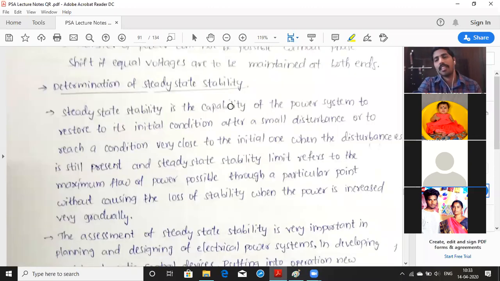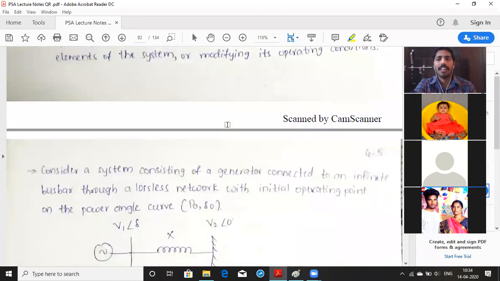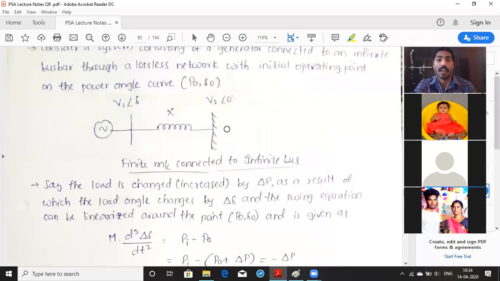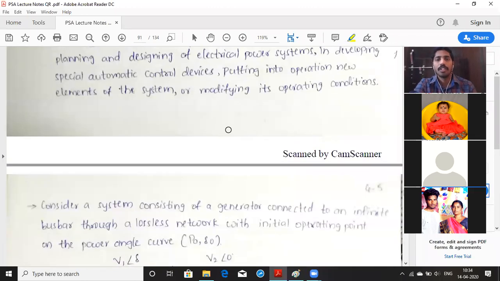So now let us determine the steady state stability. As we already know, steady state stability is the ability of a power system to restore its initial conditions. That is, it maintains synchronism even after a small and gradual disturbance. So we call it steady state stability. Yesterday we also discussed these definitions. We have different types of stabilities and different types of disturbances.